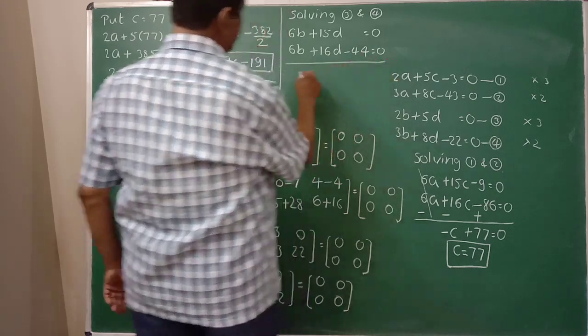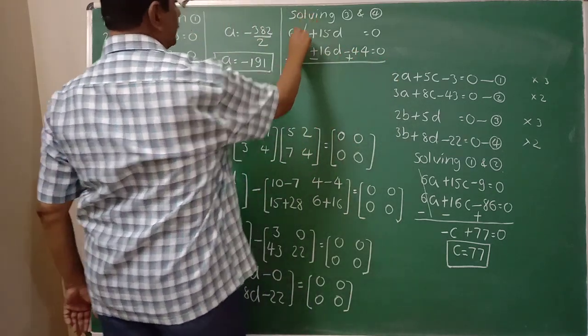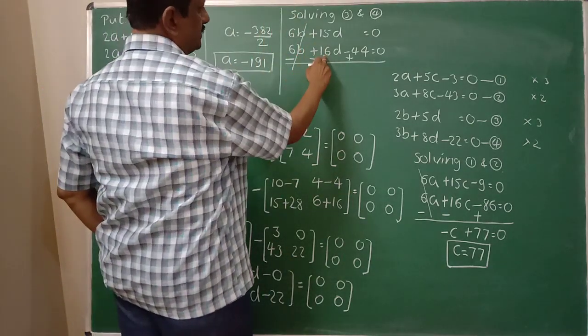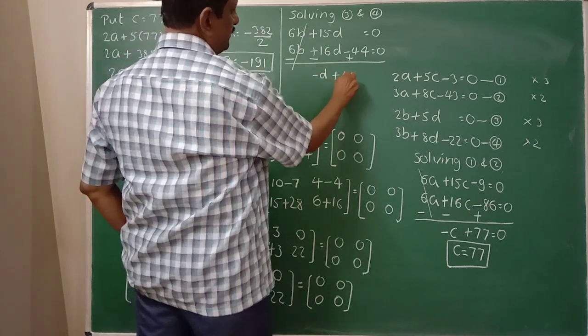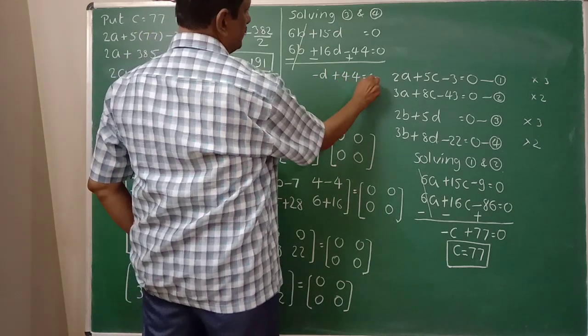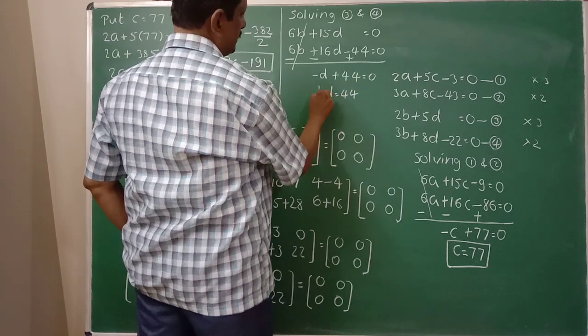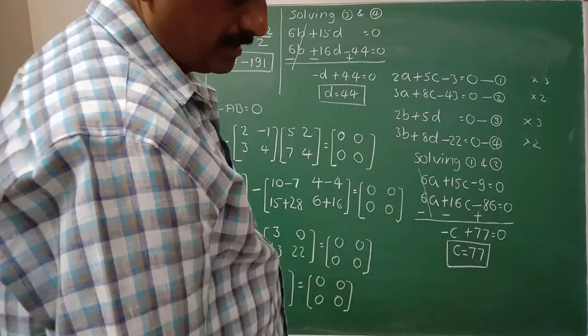Then change the sign here, minus and plus. Cancel plus 6b and minus 6b. 15d minus 16d gives minus d. Then plus 44 is equal to 0. Hence d is equal to 44. The value of d is 44.